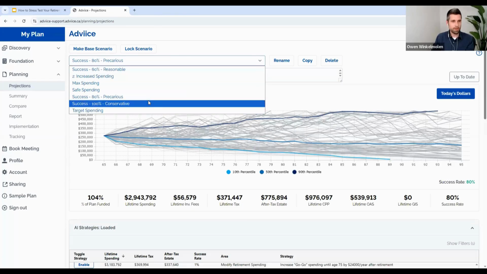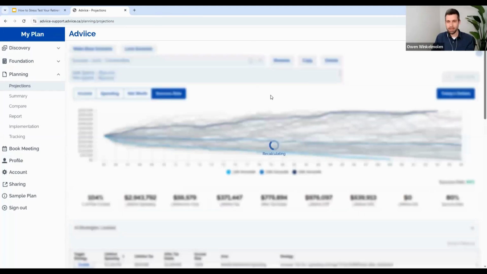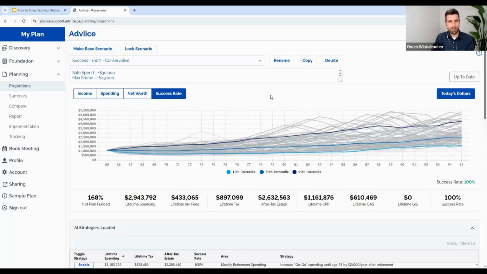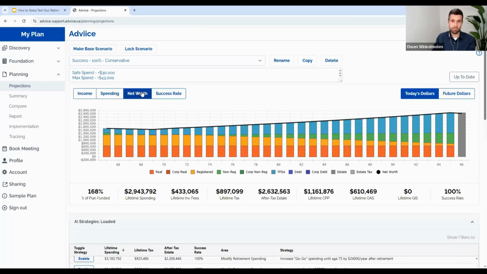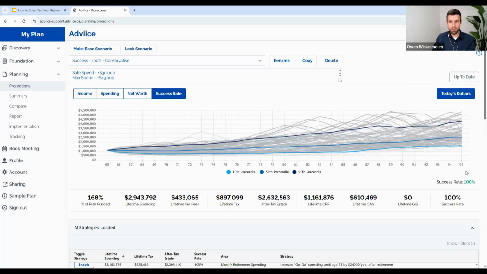Let's go through one more example here. So our conservative example. It can be very, very tempting on the platform to aim for a 100% success rate in the success rate analysis. However, that can also mean that you end up with a lot of money left over at the end of the plan. And in this case, we're actually spending so little relative to their assets that we see their financial assets actually grow over time. So as much as we have a 100% success rate, and that might feel good, we are probably leaving a lot of money on the table in this case.